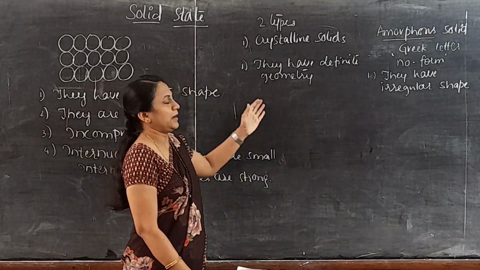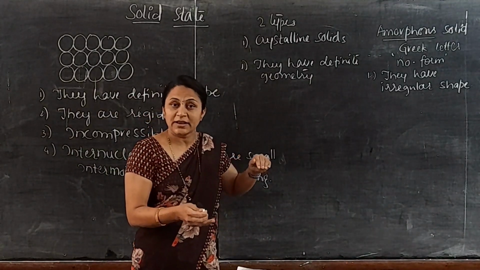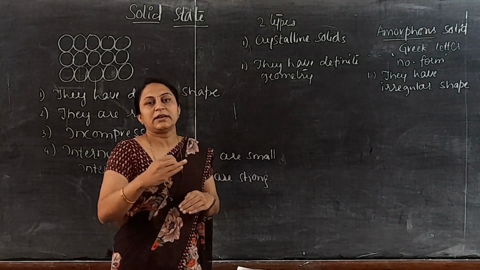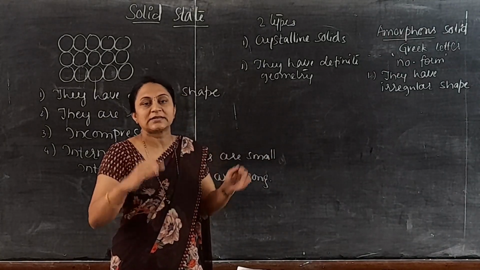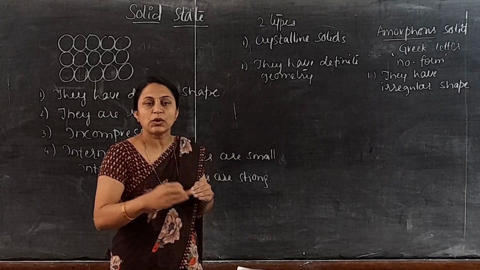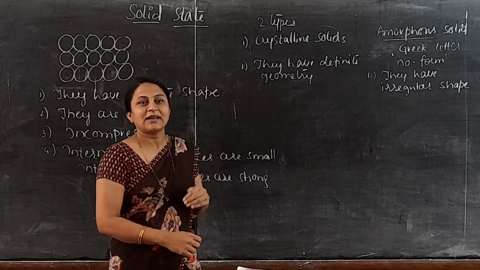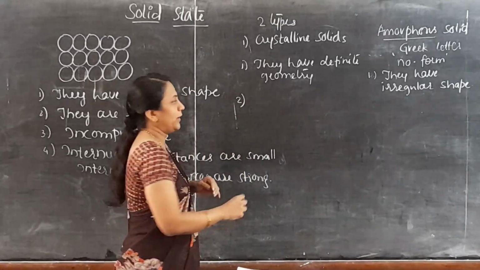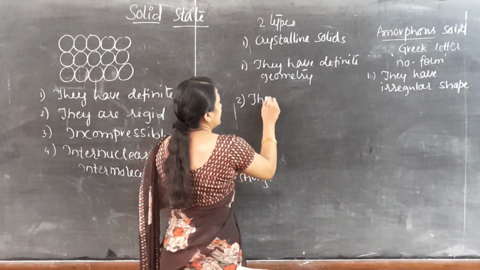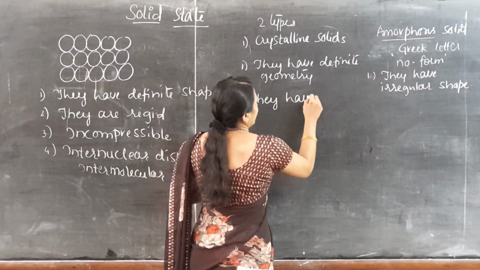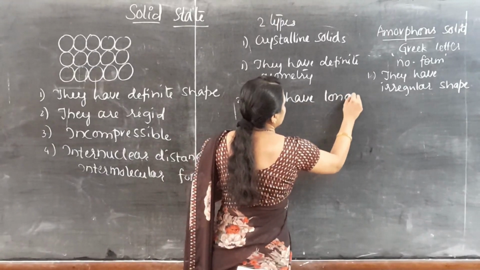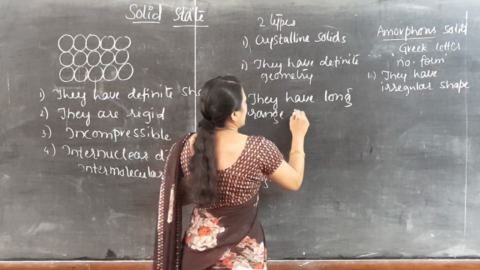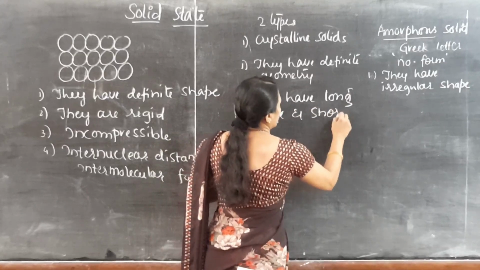As I said, the particles are regularly arranged in a definite manner and it is going to extend throughout the space, the crystal lattice, and it is going to repeat again and again. That's why we can say that these have long range order and short range order.